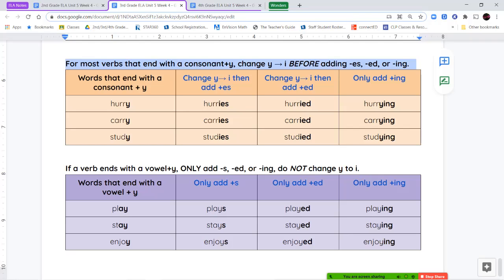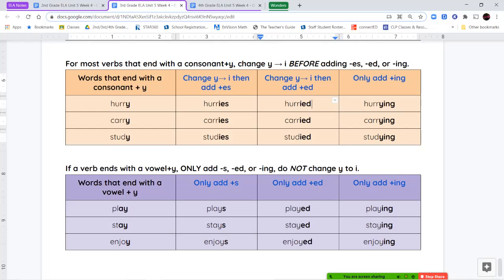So hurry, H-U-R-R-Y. So here we're seeing consonant and then a letter Y becomes hurries or hurried or hurrying. So you're only changing it when you're adding the ES or the ED, but when you add the ING, your Y stays in place. The same thing applies for when it ends with a vowel and the letter Y.